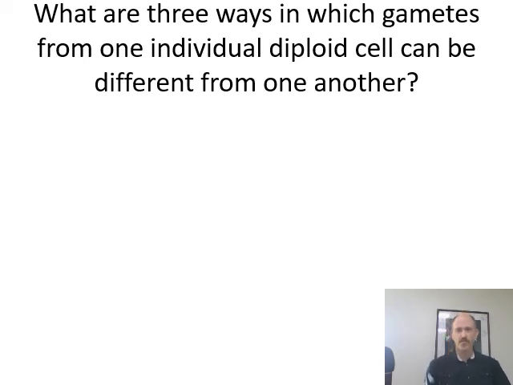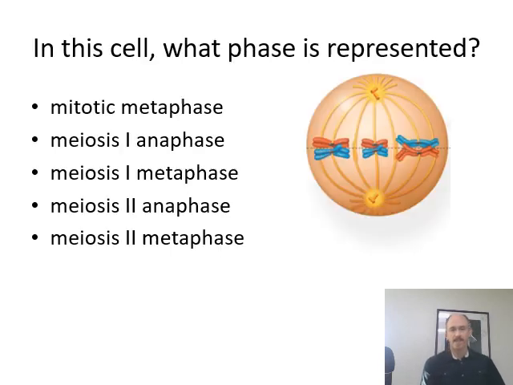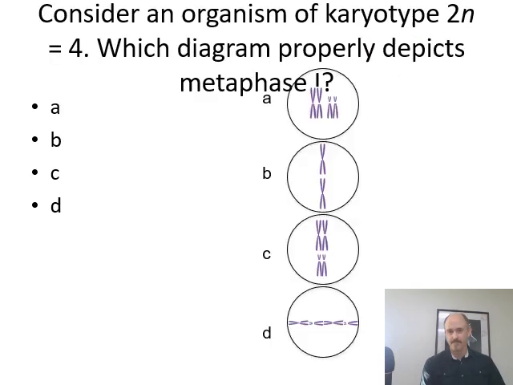What are 3 ways in which gametes from one diploid cell can be different from one another? There's a question for you. In this cell, what phase is represented? Once again, you can go back, hit pause, and try to answer these.